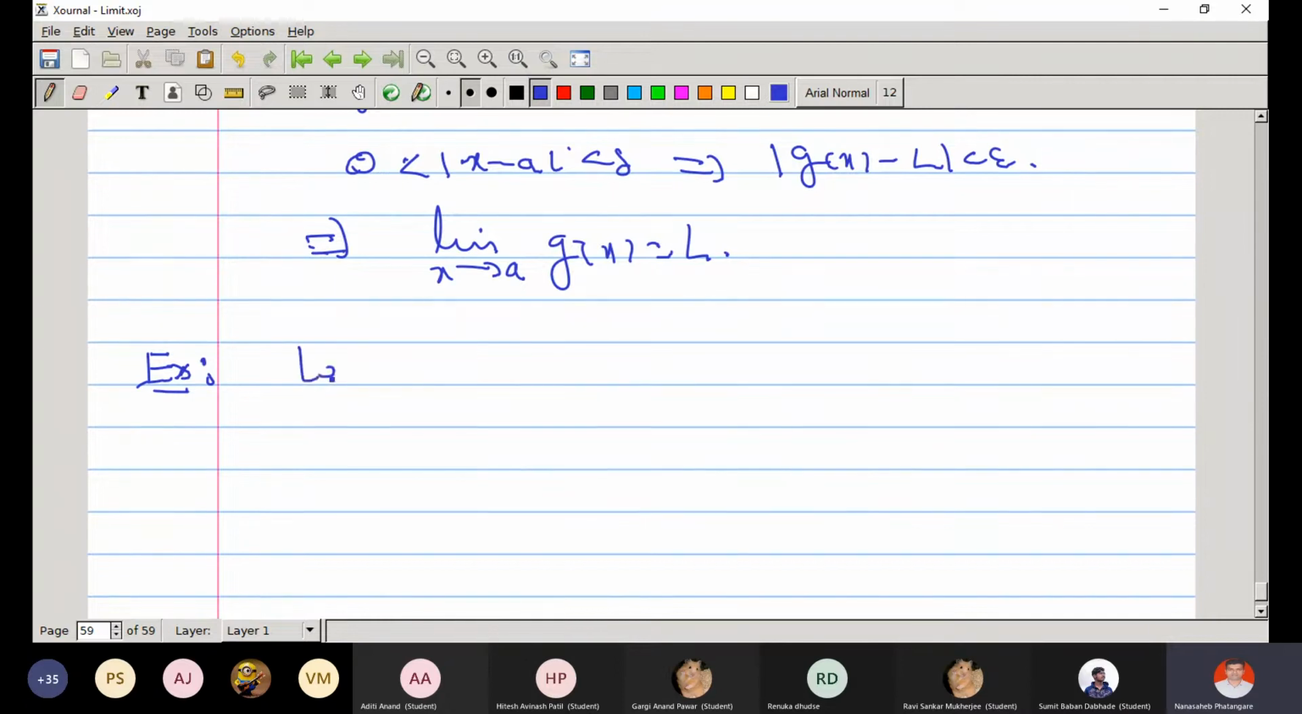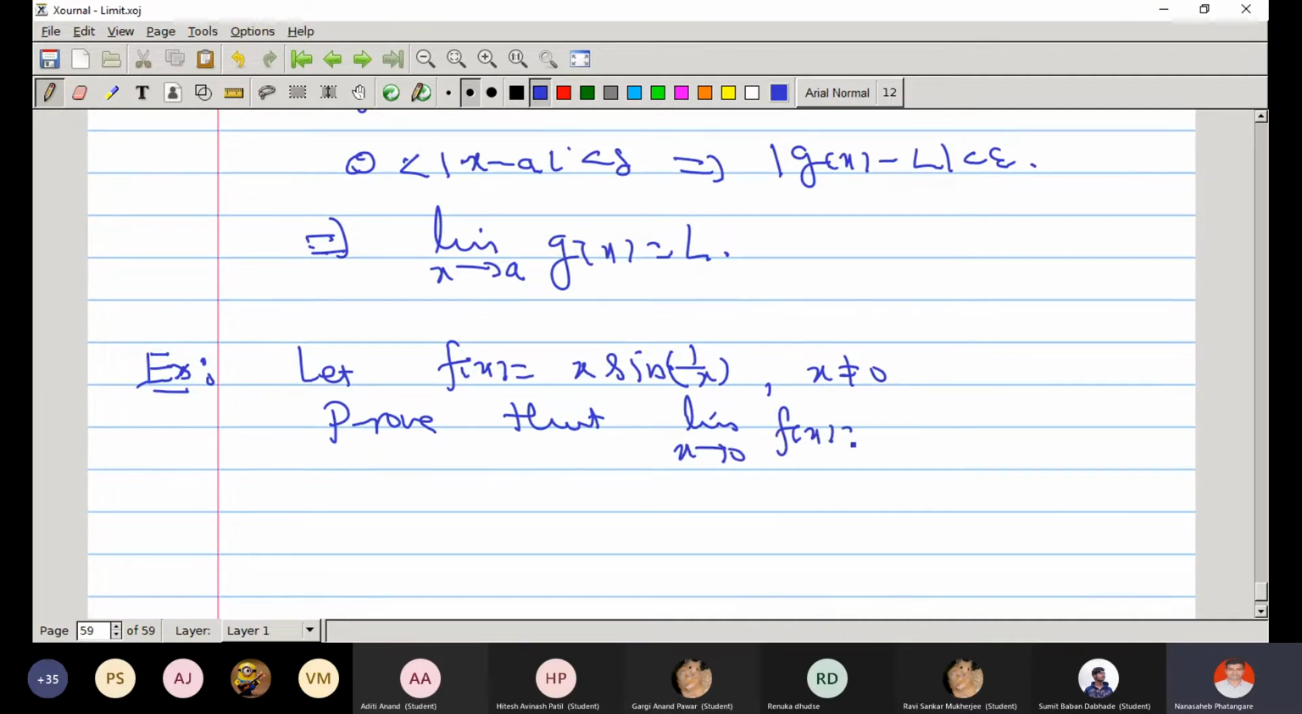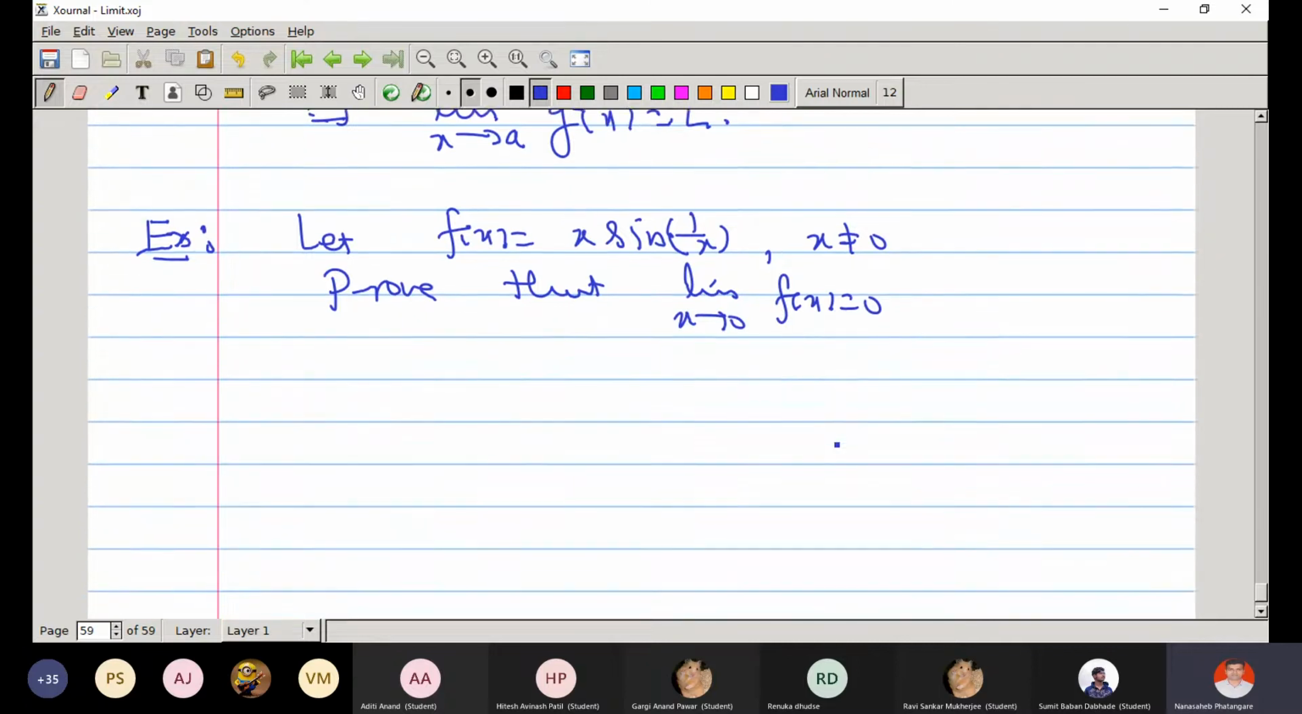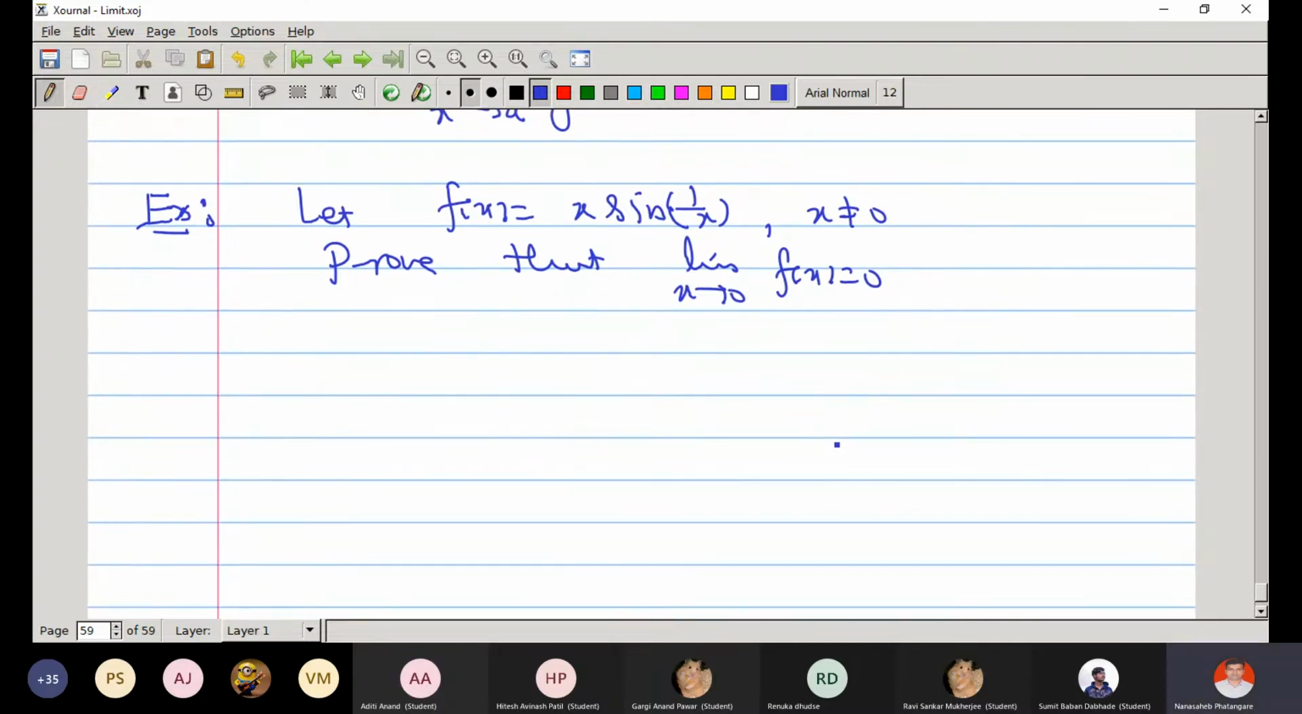Now, how is this proof essential? Because sometimes we can easily guess the limit. For example, let f(x) equal x sine 1 by x if x is not equal to 0. Then prove that the limit as x tends to 0 of f(x) is equal to 0. We have already proved this limit, but using this squeeze theorem, it is very straightforward.